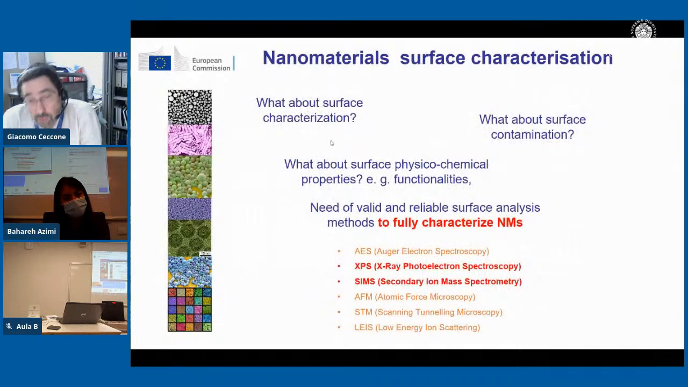So the problem with nanomaterials is that all these techniques that I showed you before give you a lot of information, but very indirect information about surface characterization and surface chemistry. The idea was to use XPS and SIMS to see if we were able to characterize all the steps that were essentially involved in this quite complex functionalization of nanoparticles.